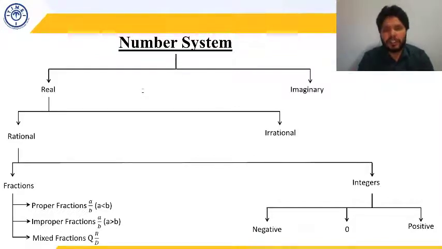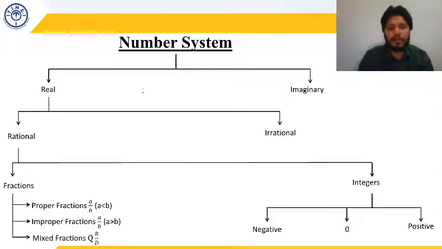What is this classification saying? The number system can be broadly classified into two categories: real and imaginary. Imaginary is not part of our syllabus, only real is part of our syllabus. So we are going to confine ourselves to real numbers. What is imaginary? Root negative is called imaginary, which is denoted by i or j, not part of our syllabus. What can be the broadest classification of real numbers? Again, it can be classified into two categories, rational and irrational.